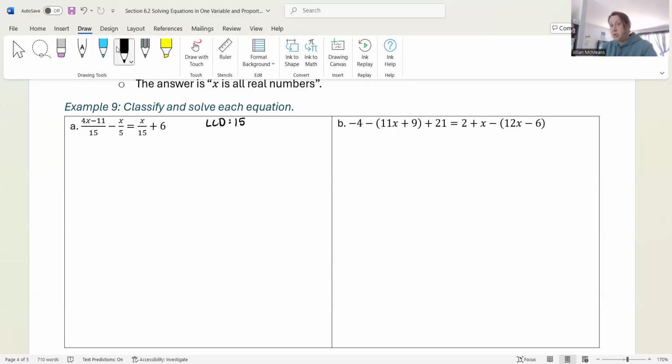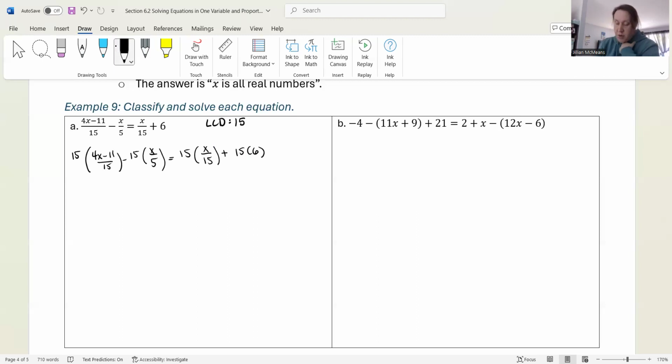Now I'm going to take each term in my equation and multiply it by the LCD of 15. So I get 15 times (4x minus 11) over 15 minus 15 times x over 5 equals 15 times x over 15 plus, don't forget, even if it doesn't look like a fraction, it gets multiplied by the LCD, plus 15 times 6. Okay? So now let's just clean things up. Let's clear out those fractions.